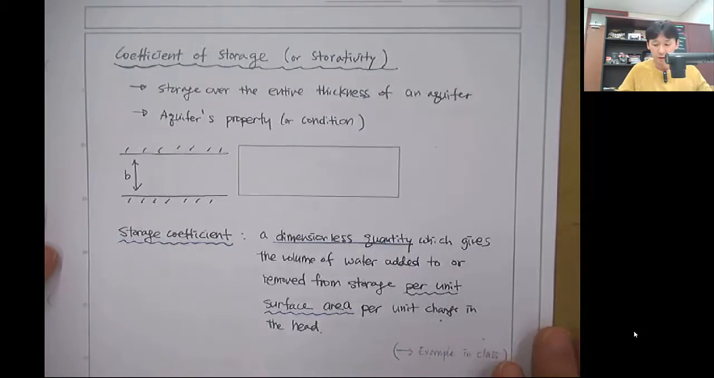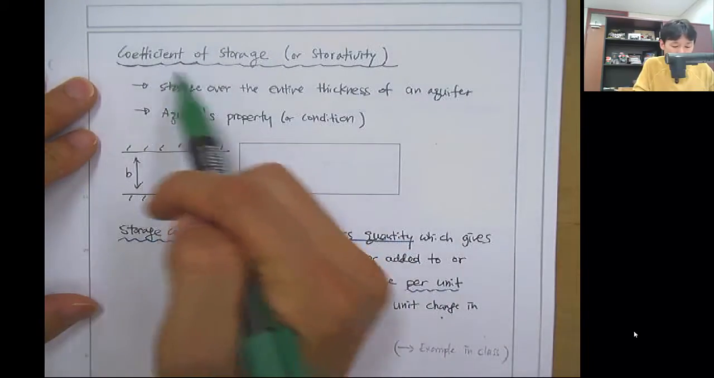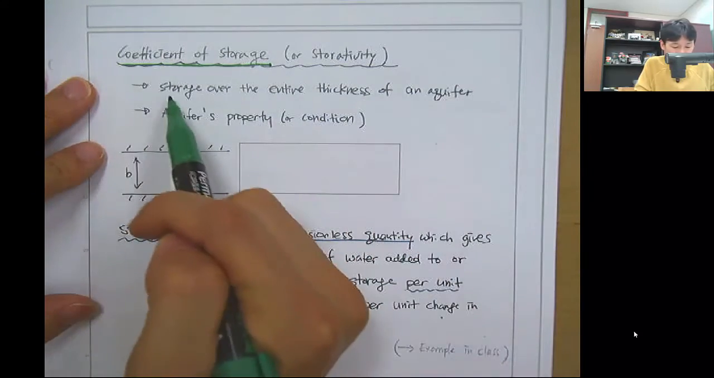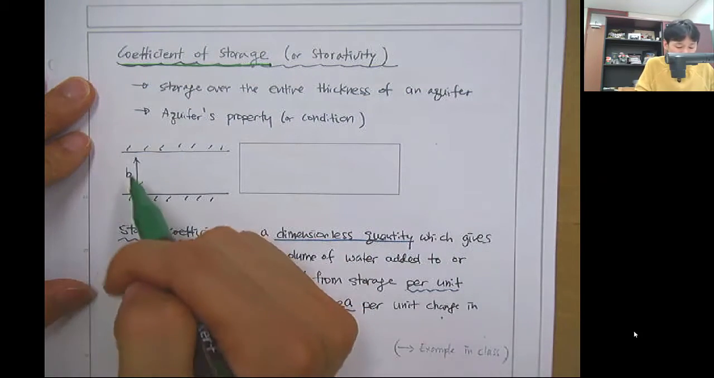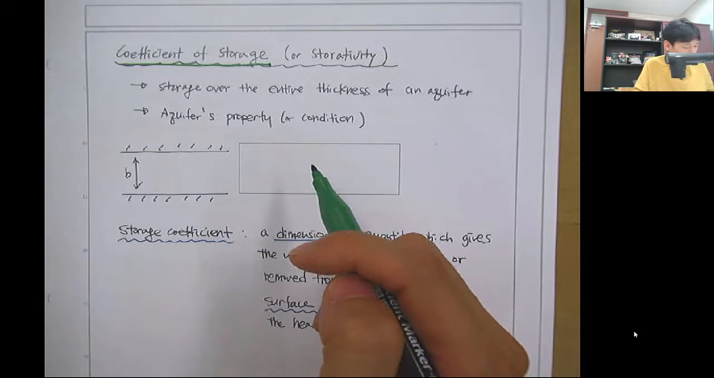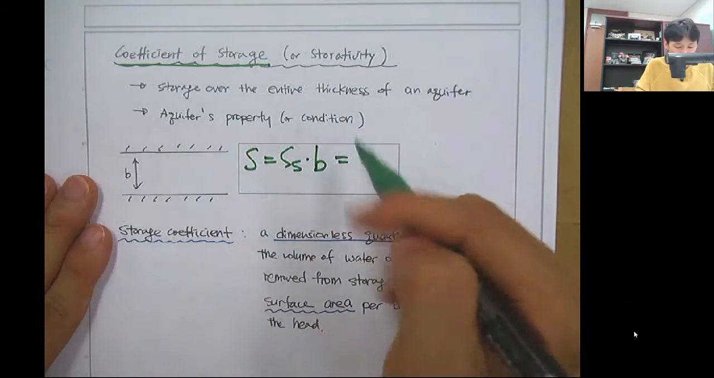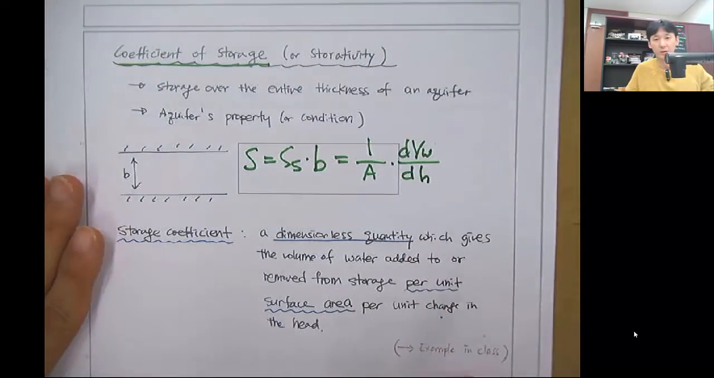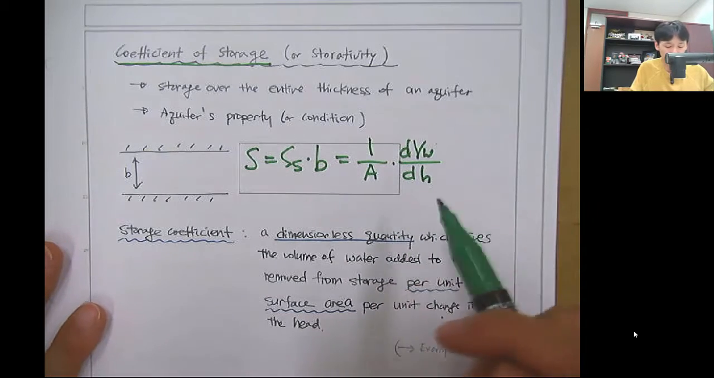And the second parameter that we're going to talk about is the storativity, or coefficient of storage. So storage over the entire thickness of an aquifer is defined or characterized with this coefficient, and this is the aquifer's property. So let's say that we have an aquifer having the thickness of B, then the coefficient of storage S is S sub S times B. In other words, 1 over A times dVW over dH. So now it's 1 over A instead of 1 over the total volume V.